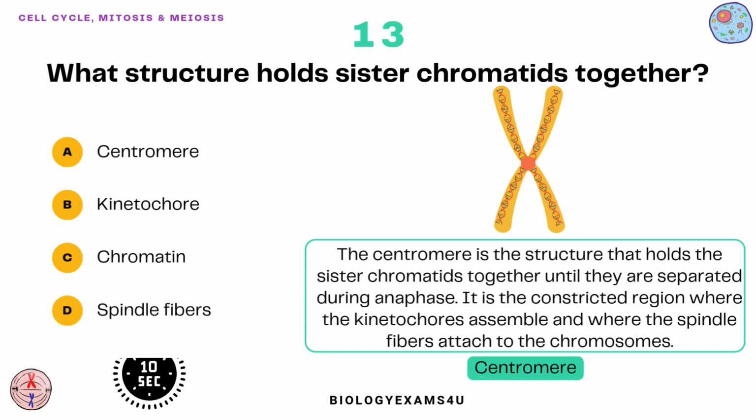The answer is centromere. Centromere, as you see here, is a structure that holds the sister chromatids together until they are separated during anaphase. It is a constricted region where the kinetochores assemble and where the spindle fibers attach to the chromosomes.